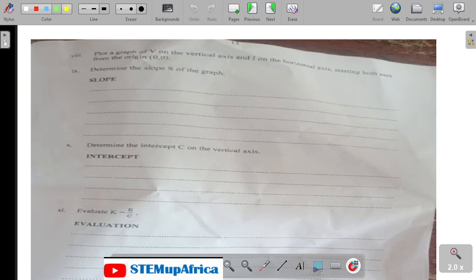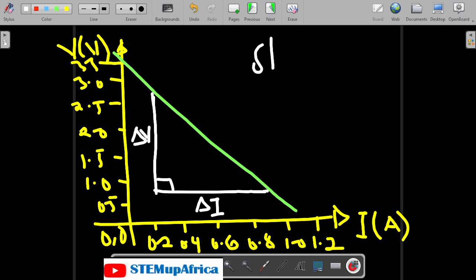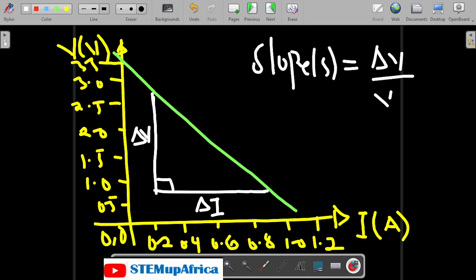That's the nature. Now I said determine the slope. Like I said, this is a negative graph. You draw a perfect vertical and a perfect horizontal. So here becomes a change in V. Here is now change in I. So your slope now, which is X, will be change in V over change in I. So that we're having V2 minus V1.